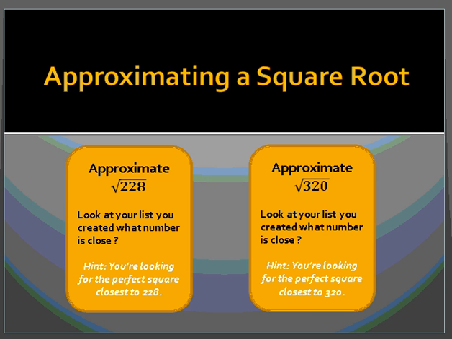Okay, so ladies and gentlemen, this is where it's going to help you to have your perfect square list. You're looking to see if you can approximate the square root for 228. These are not perfect squares, but you're doing an approximation. So what is the closest? The first one is square root of 228. The second one is square root of 320. And this is part of that video check. So make sure that you write it on your paper with a video check, and we'll check your answers when you get to class.